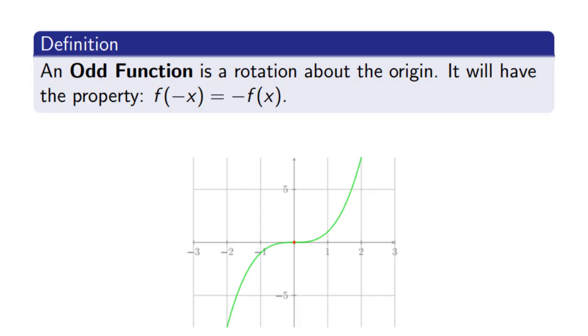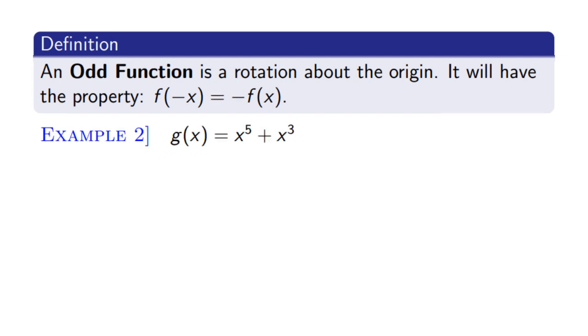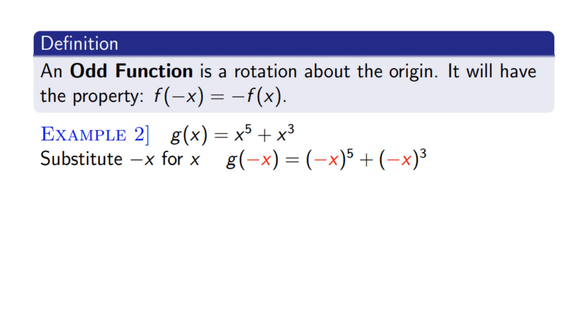We are now going to look at an odd function. This is a rotation about the origin. It will have the property that f of negative x is equal to negative f of x. For this example, we're going to use g of x equals x to the fifth plus x to the third. Again, we'll start with substituting negative x in everywhere for x.